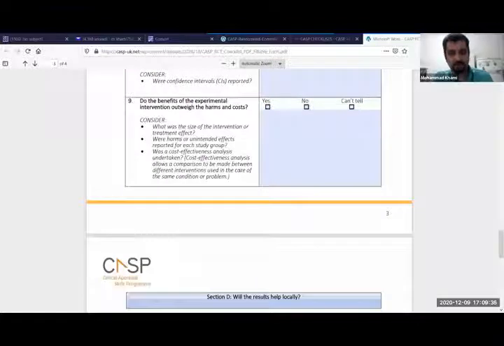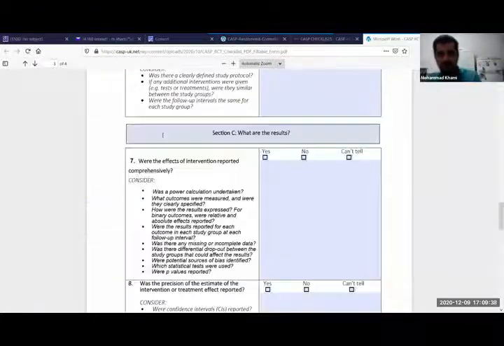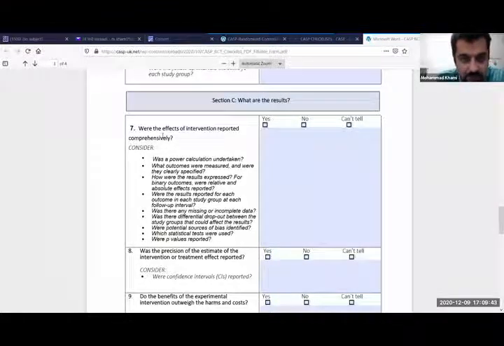And in section C, which is what are the results, we are thinking about whether the effects of interventions were reported comprehensively. Was a power calculation undertaken? I think Dr. Shamshiri said something about power and its relation to sample size and so on. What outcomes were measured and were they clearly specified? How were the results expressed for binary outcomes? Were relative or absolute effects reported? Then, were the results reported for each outcome in each study group at each follow-up interval?